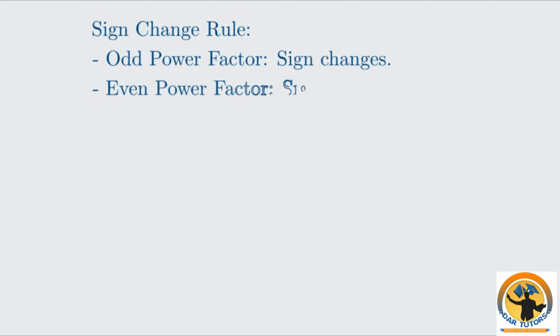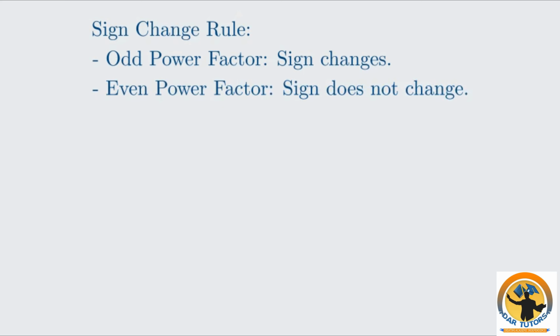There's a very important rule to remember when constructing sign diagrams, especially when dealing with repeated factors. The rule is this: when a function has a linear factor with an odd power, the sign changes about that 0. When a function has a linear factor with an even power, there is no sign change about that 0.